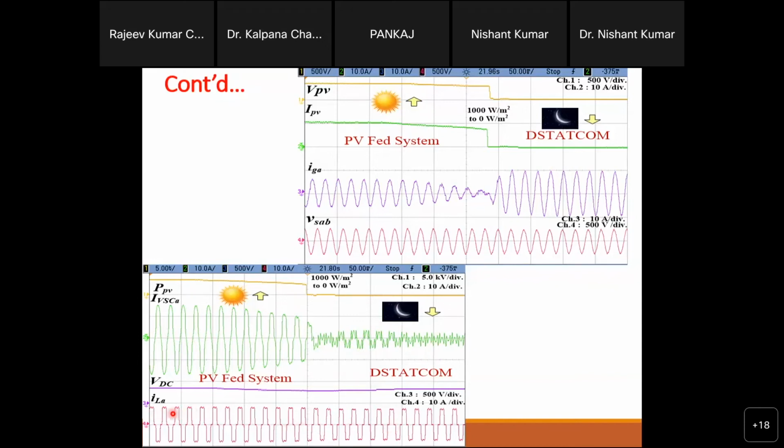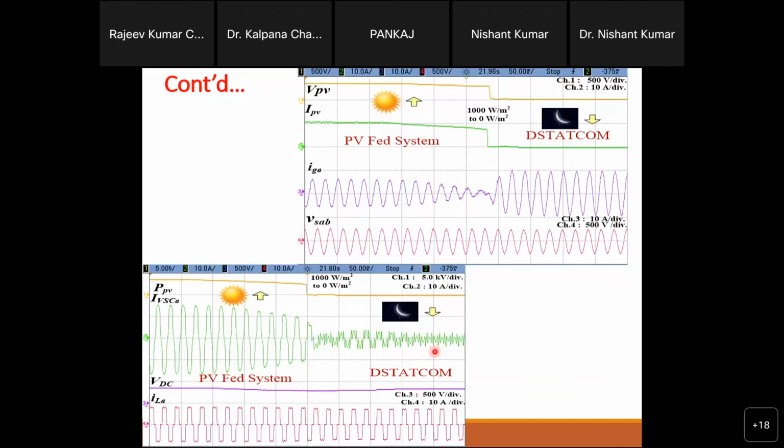No disturbance, no compromise with this. You will see small oscillations on the DC link during the mode change, because the DC capacitor is discharging and the phase and current behaviors are changing. That's why you see a small dip here. But again, it maintains the voltage.